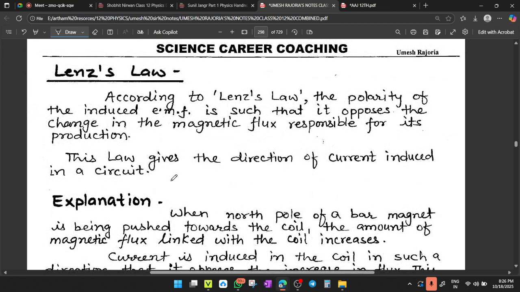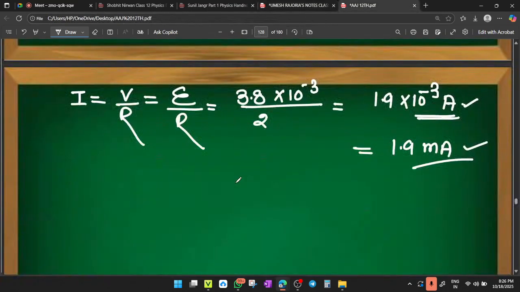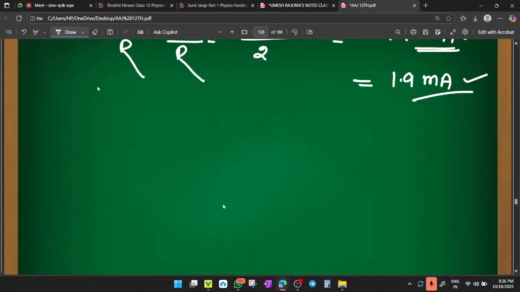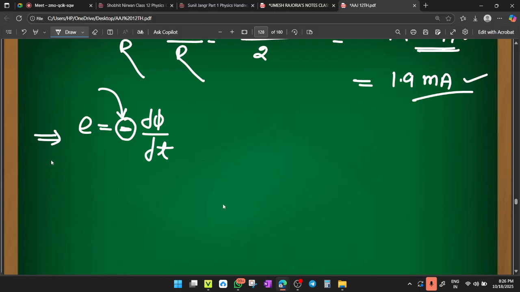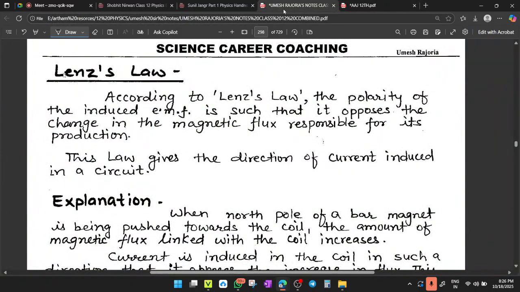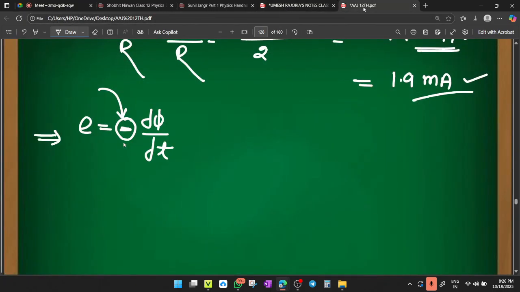We already have seen that Lenz gave the direction, this minus sign. E is equal to d phi by dt was till the time of Faraday, but Lenz introduced this minus sign. But it is not easy to produce this minus sign in a single step. There were so many experiments performed by Lenz. So let us perform those experiments after learning Lenz's law. So learn what Lenz said about this negative sign.